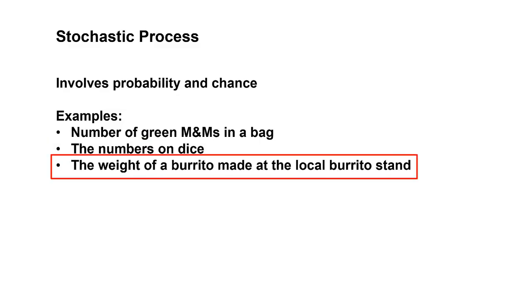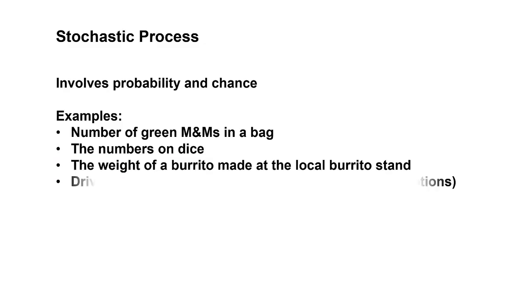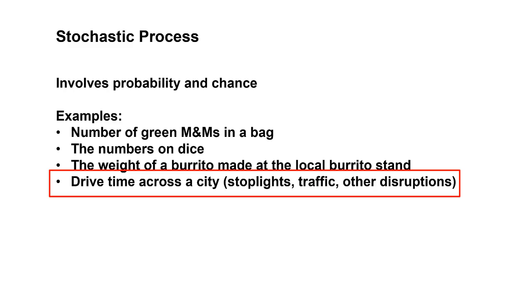There's going to be some average burrito weight, but you're going to have some sort of standard deviation or variance. The drive time across a city: you have stoplights, traffic, other disruptions. And if you did the same drive across a city at the same time of day, you'd have a distribution of the times it takes to get across the city due to these things that you cannot control.